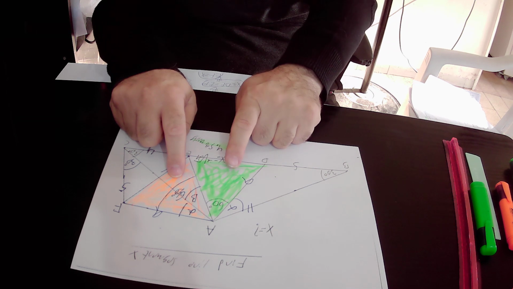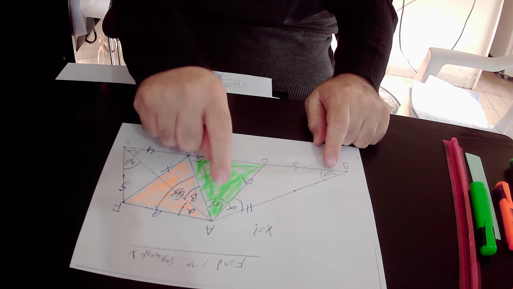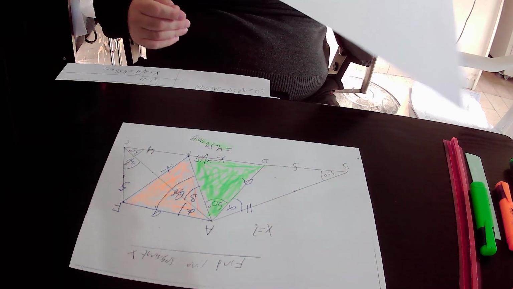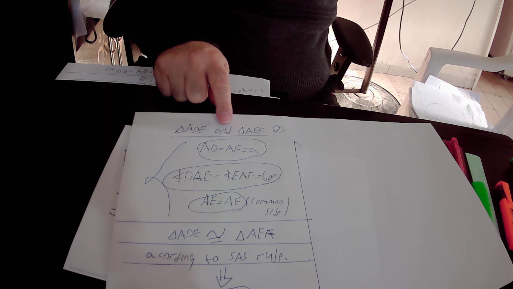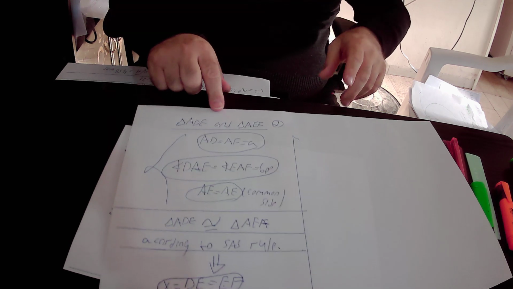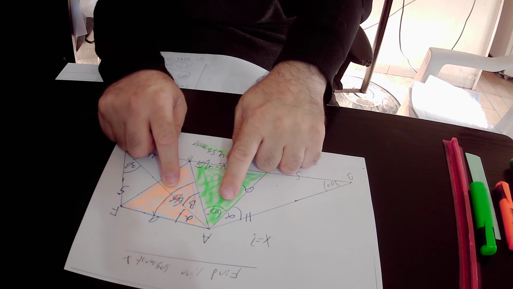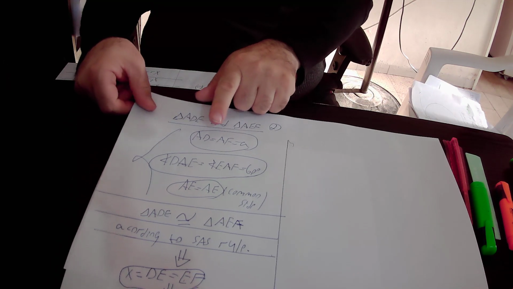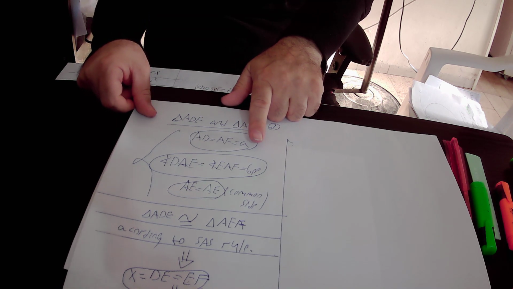So why is the green triangle congruent to the orange triangle? First of all, we just write down the proof that side AD equals side AF. So AD equals AF is equal to a. Both sides are equal to a, therefore they are equal to each other. In addition, those two angles are both equal to 60 degrees, therefore they are equal to each other. Here, angle DAE equals angle EAF. They are both equal to 60 degrees, therefore they are equal to each other.